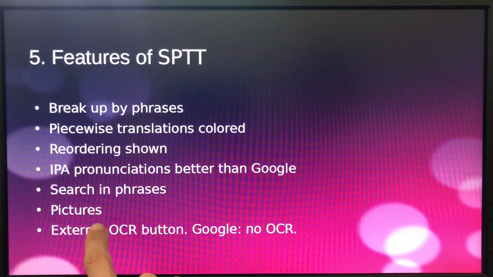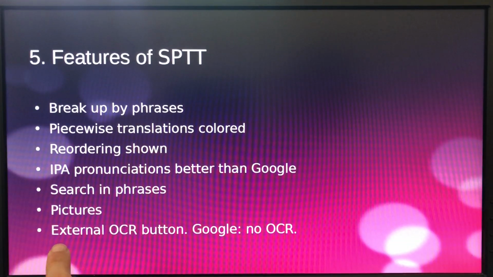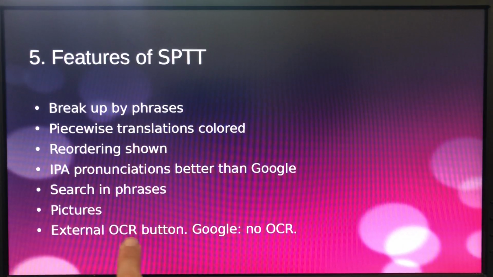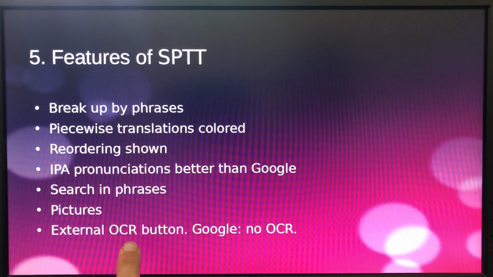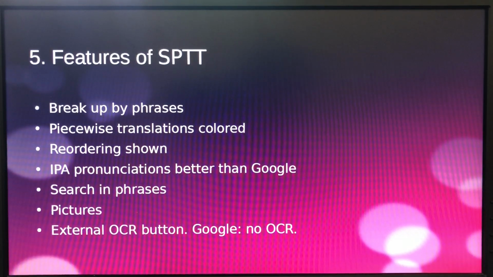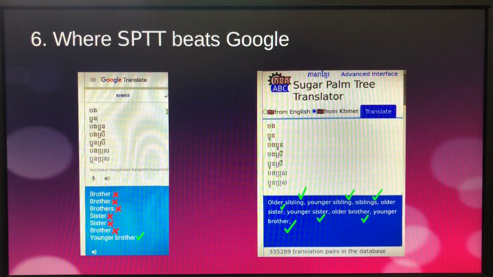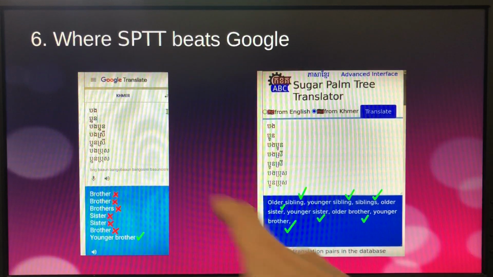pictures that are being filled in right now, there was this Cambodia picture, and there are external OCR buttons. Google doesn't have OCR, so if you have a Khmer document which is a picture, you cannot translate it with Google.